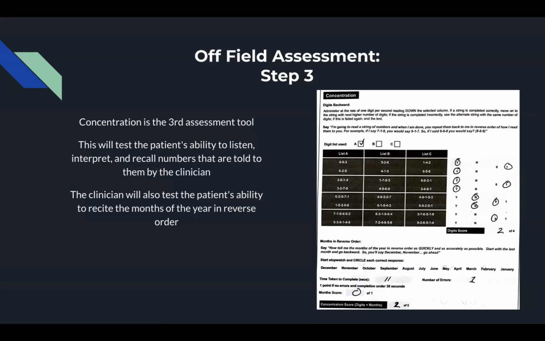This is a total of 5 numbers read out loud to them. They got both of those incorrect. They got a score of 0 and 0, and the scoring ended and the test ended. The digit score they ended up getting was a 2 out of 4.